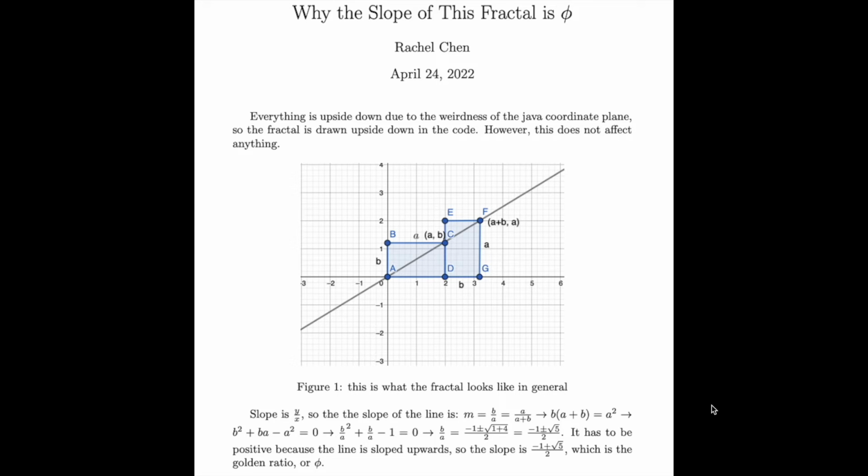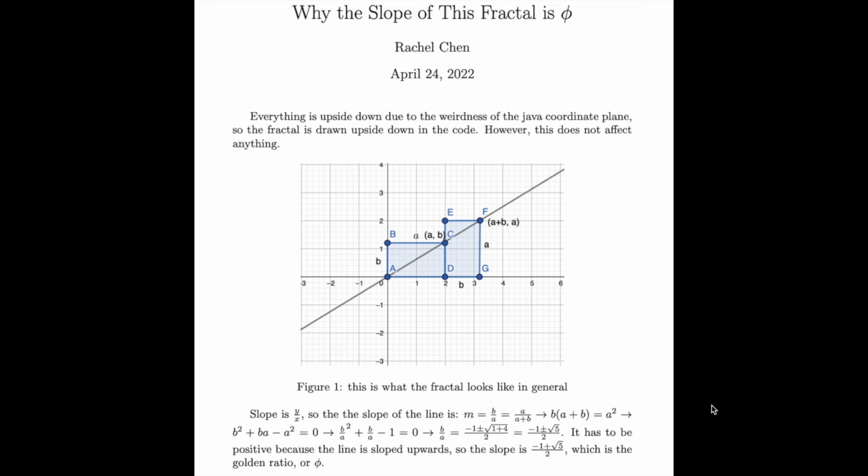And also notice that the fractal is upside down because the Java coordinate plane system starts from the top left corner instead of the bottom left corner. So if a line slopes up, it's supposed to go down. It goes down in my interpretation of the fractal.